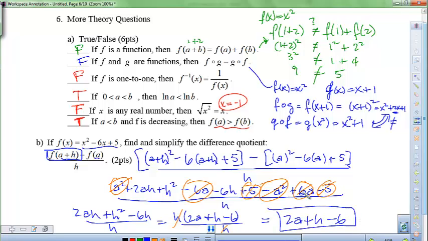Okay, so that's the difference quotient, and all this stuff is, like I said, pre-calculus and a little bit of a review. If you don't remember it, some of these things aren't that important, but we're going to touch on them a little bit later on in the course.